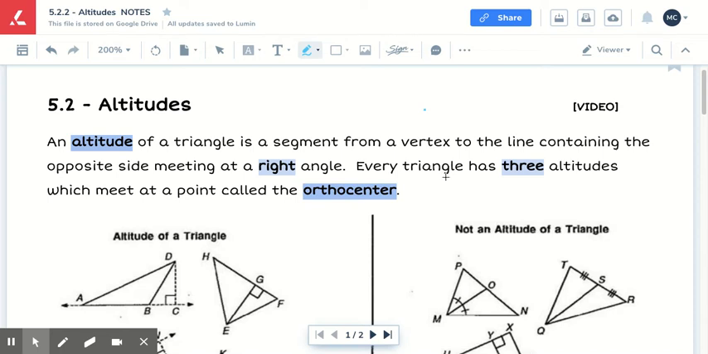Now we're going to look at the final type of measurement of line segments and the final type of center of a triangle that we're going to study this year. This next thing is called the altitudes. An altitude of a triangle is a segment from a vertex to the line containing the opposite side, meeting at a right angle. Every triangle has 3 altitudes, which meet at a point called the orthocenter. So this is our fourth center.